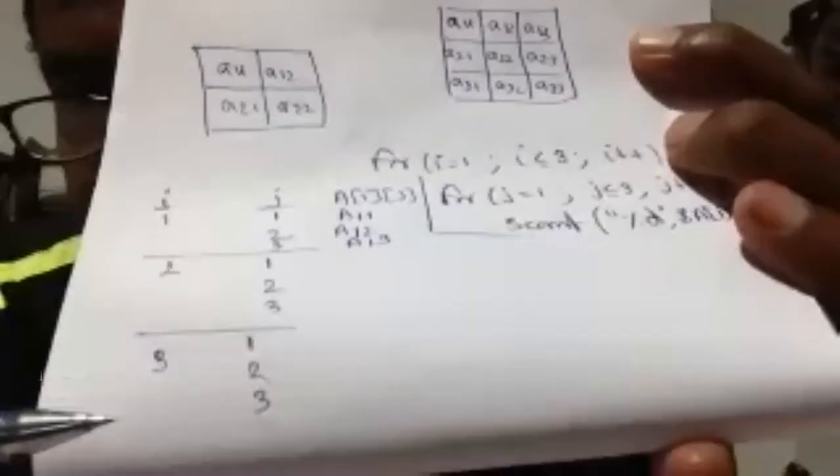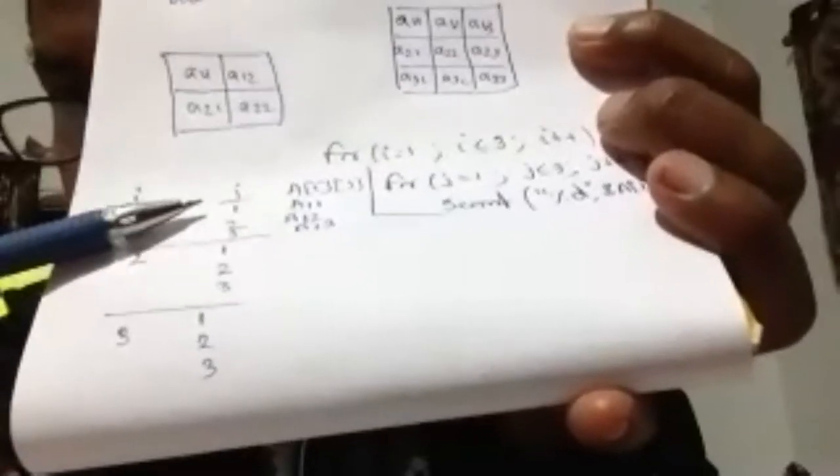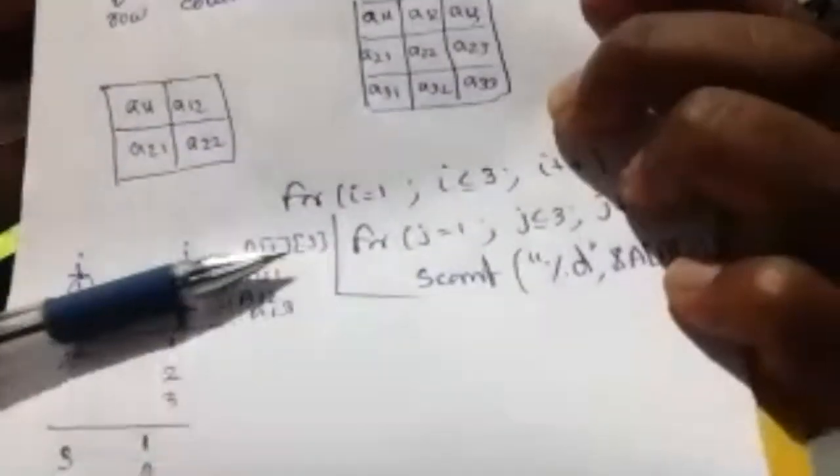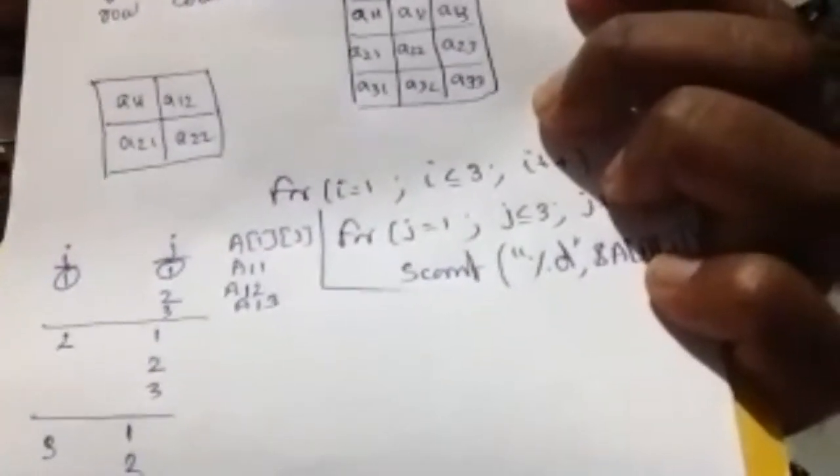I equal to 1, J will repeat 1, 2, 3. I equal to 2, J will repeat 1, 2, 3. And I equal to 3, J will repeat 1, 2, 3. Now, what is Aij? First time I equal to 1, J equal to 1. What will be the Aij? A11. So it will go to this address.